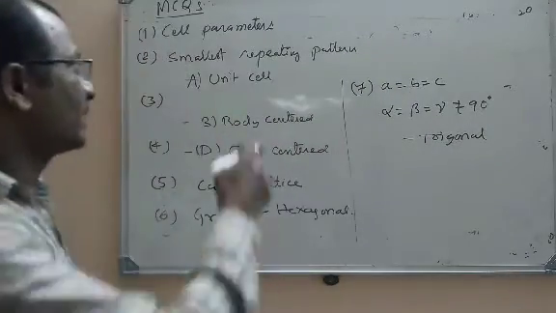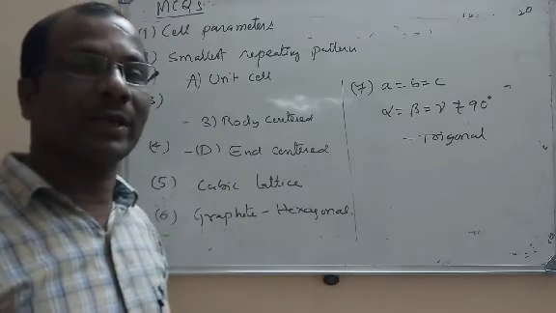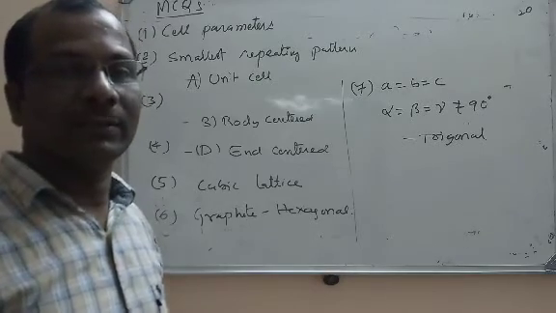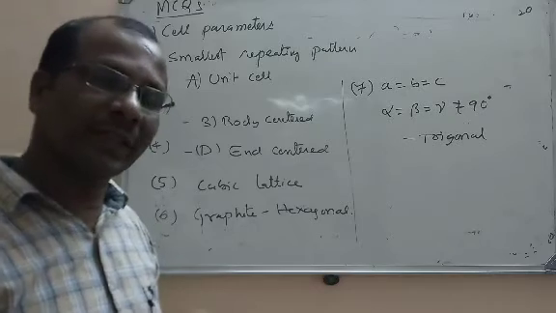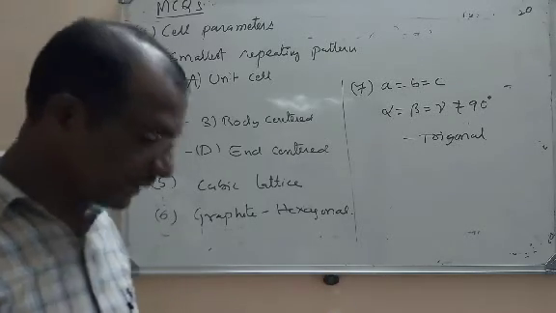You need to practice all the 7 systems and 14 Bravais lattices. Drawings are not essential; they are only useful to understand. The important things are the values of a, b, c and alpha, beta, gamma, and the examples. Once or twice you practice, you can remember it very easily.